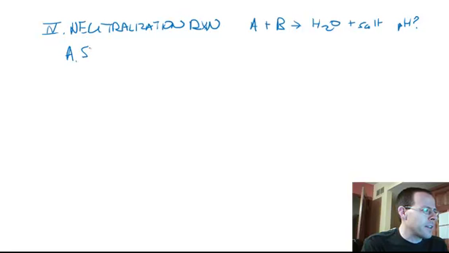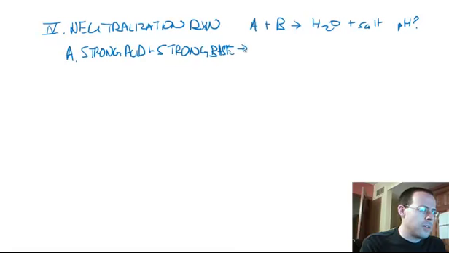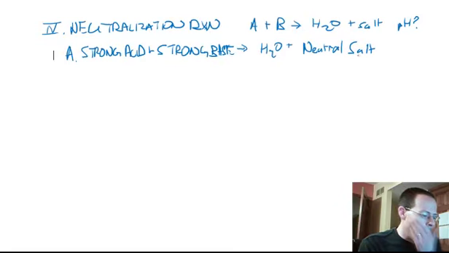Our first one we're going to look at is a strong acid with a strong base. A strong acid plus a strong base will always yield water, and we might just say a neutral salt. So a salt that does not change the pH, a neutral salt.